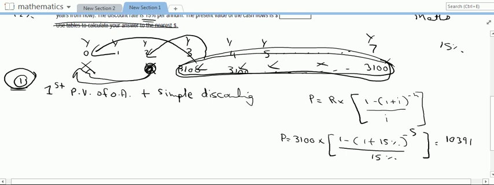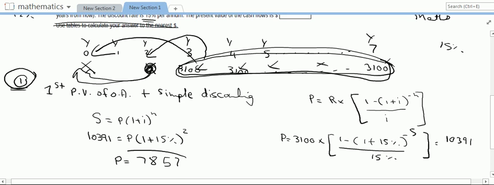So we will do simple discounting using S is equal to P into 1 plus i power n, in which S, the future value, is 10391. P, or present value, needs to be calculated with 1 plus 15% power 2. P will be 10391 divided by 1.15 power 2, which is 7857. 7857 is our answer. This is method number 1.